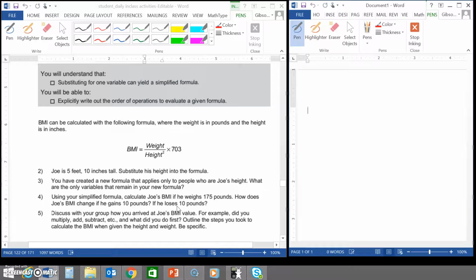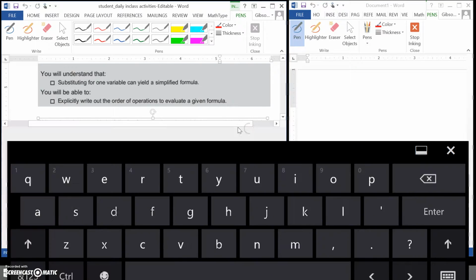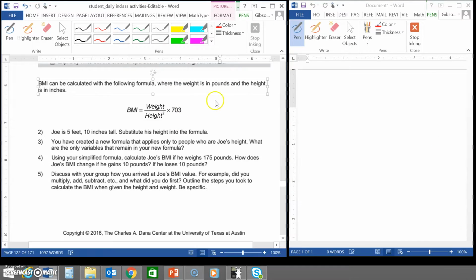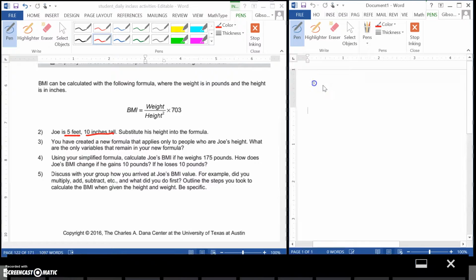So we look here at number 2. It says Joe is 5 feet 10 inches tall. Substitute his height into the formula. Okay, first of all, in this formula, they tell us that the height is measured in inches. So we have to change this 5 feet 10 inches to all inches. So we can go off to the side here.